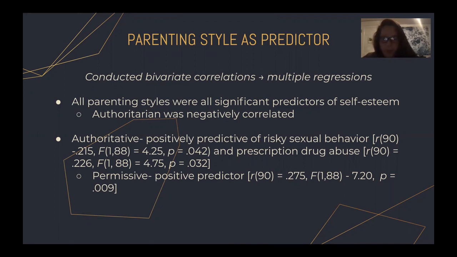And then our next variable that we tested was risky sexual behavior. And for that, we found that authoritative was positively predictive of risky sexual behavior with a p-value of 0.042, as well as prescription drug abuse with a p-value of 0.032. And then looking next at permissive, it was a positive predictor of risky behavior as well with a p-value of 0.009. From this, we can infer that there was significantly more risky sexual behavior, for example, unsafe sex, as well as prescription drug abuse with both of these parenting styles.